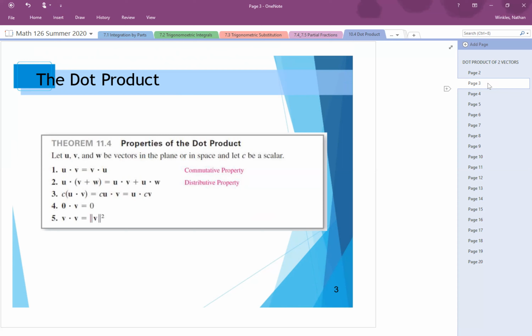We can have a scalar multiple times the dot product: c times the dot product of u dot v would be cu dot v or u dot cv. It does not matter which one we carry that scalar to, but we'll only carry it to one since the dot product will just give us a number. 0 dot v, where 0 is the zero vector, is just 0. v dot v is equal to the magnitude of v squared. So we just have to think about how we see different things.